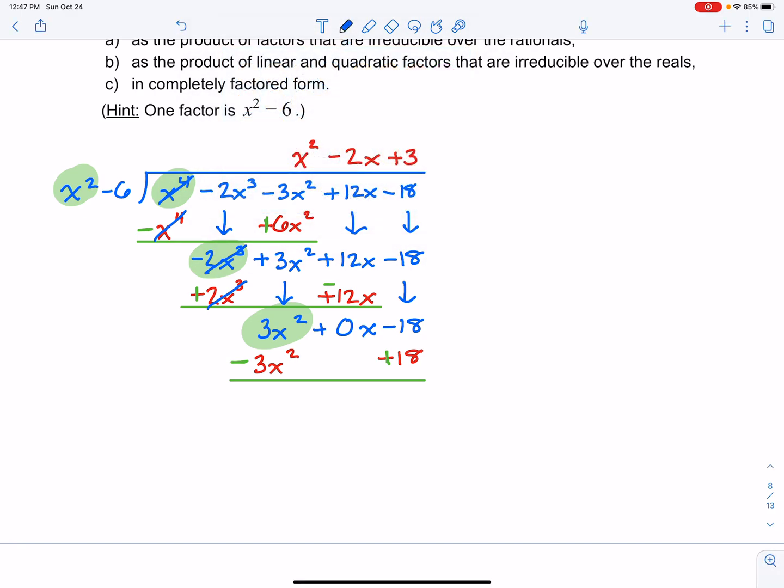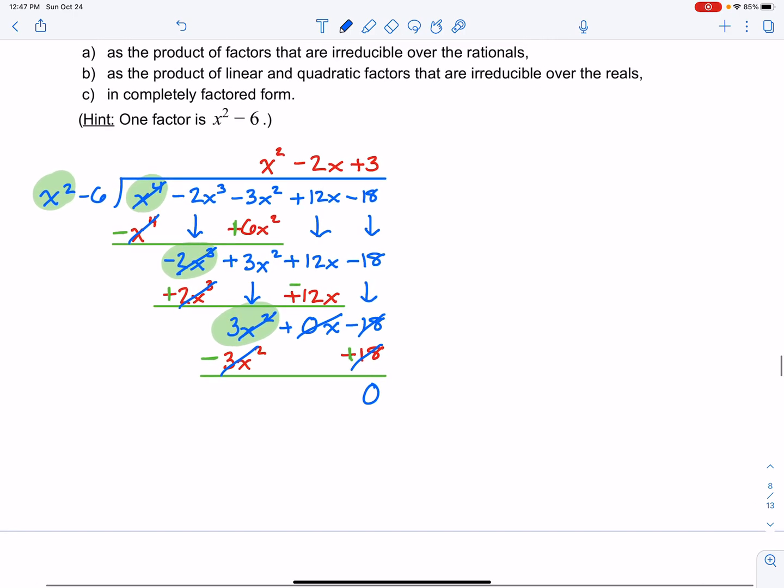So here 3x squared and 3x squared adds up to 0. My 0x is already 0, doesn't matter, don't need to bring it down. Negative 18 and positive 18 also adds up to 0, so I have a remainder of 0. So here we can see that this does indeed divide evenly. x squared minus 6 is a factor of our polynomial.